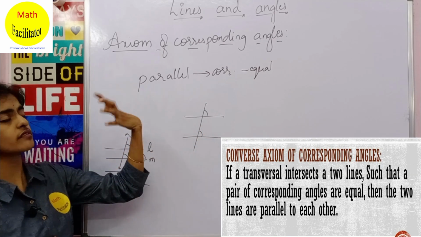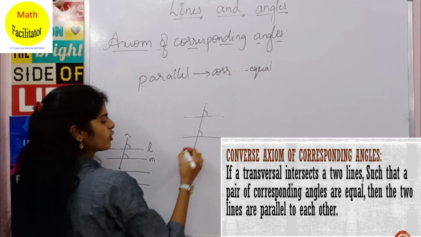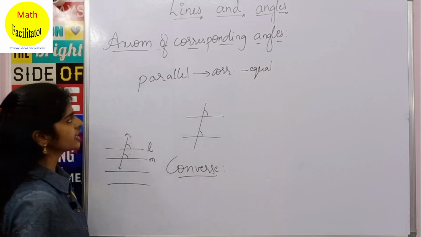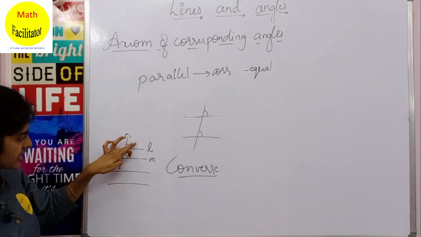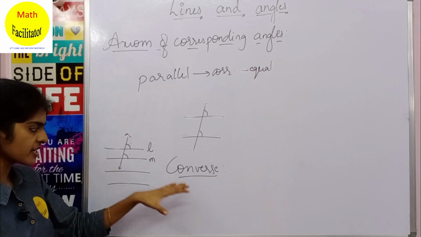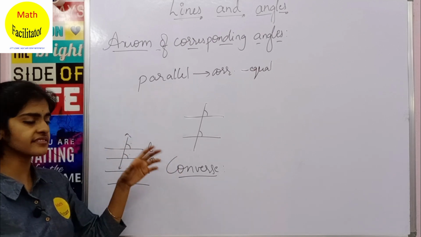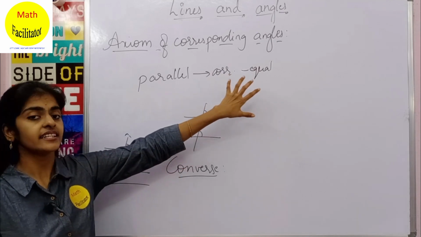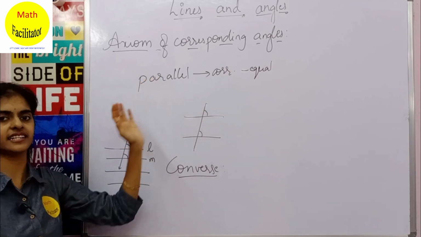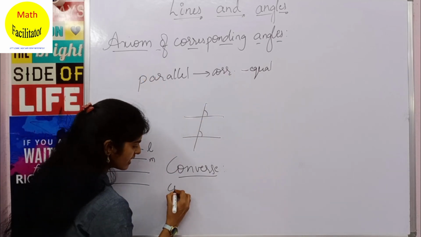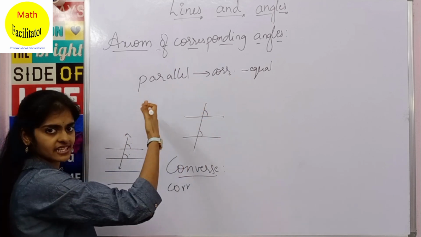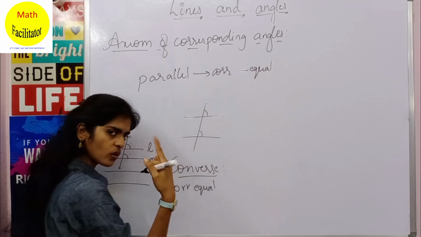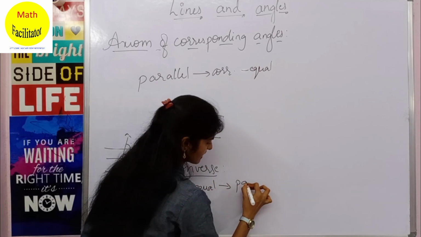That is nothing but the converse of this axiom. Now let us write the converse of this axiom. What is the converse? Here you have taken parallel lines and proved that the corresponding angles are equal. Now I am saying, if you have corresponding angles as equal, then the two lines which are given are parallel lines. Here we are just reversing it. Converse is nothing but the reverse of it. So if corresponding angles are equal, then you can conclude the two given lines are parallel lines.